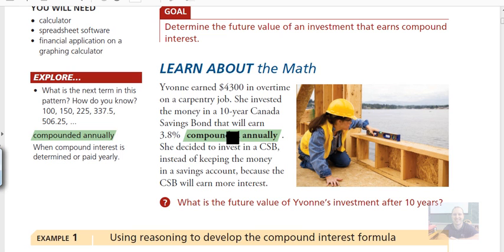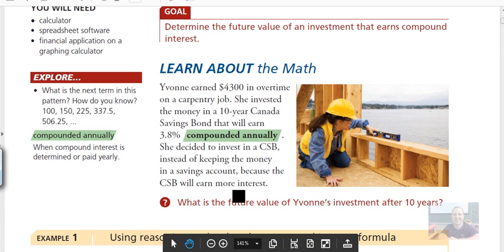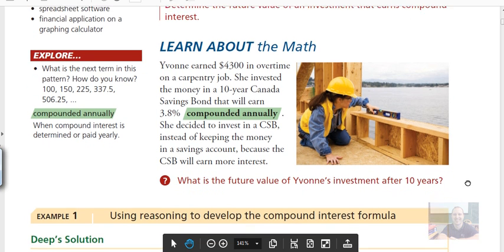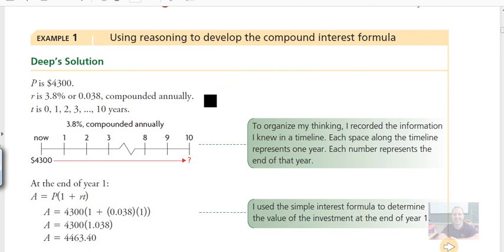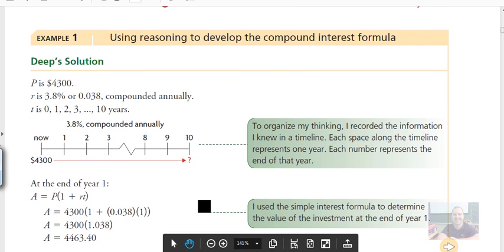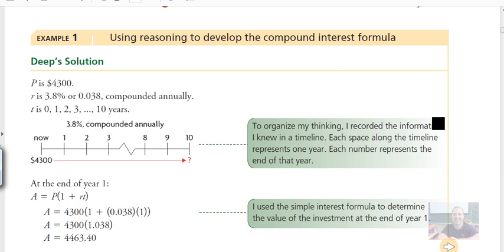And those are the examples that we did in 1.2. She decided to invest it in a CSB instead of keeping the money in a savings account, because the CSB will earn more interest. The question is, what's the future value of Yvonne's investment after 10 years? And this is sort of what we've been doing. I guess in 1.2, this is what we're doing, and this is the connection between the long method, or the chart method, and the formula.